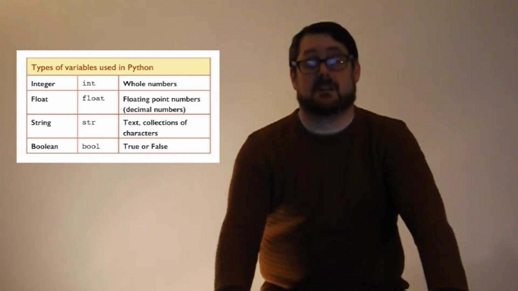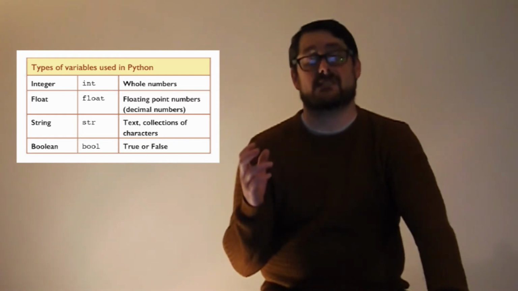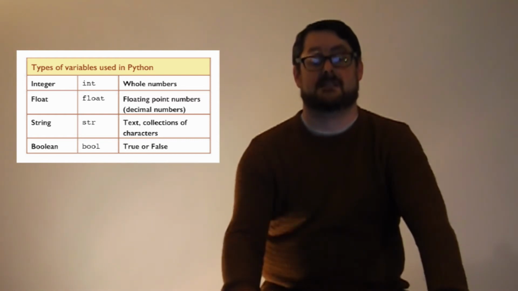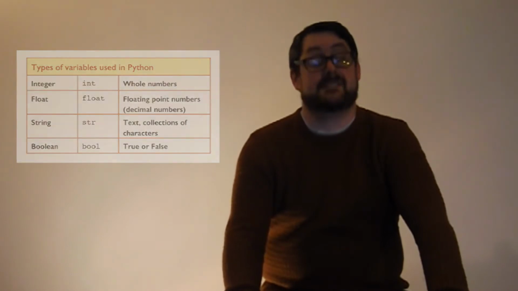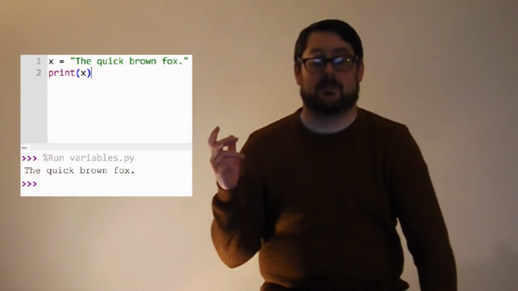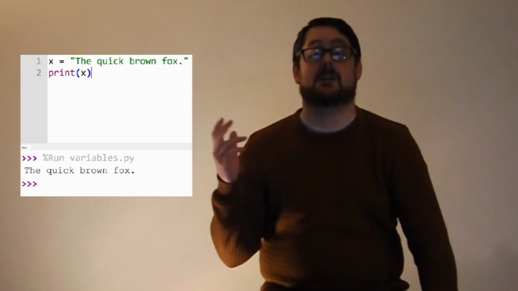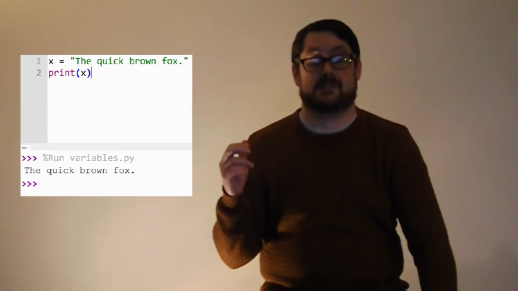A string is a collection of letters, numbers or symbols. String is always contained within quotation marks. In Python, these can be single or double quotation marks. Some coding languages are more strict and will only accept strings in double quotation marks. Let's declare a variable called x and assign the value of a string to it. X equals, open your quotation marks, the quick brown fox, close your quotation marks.